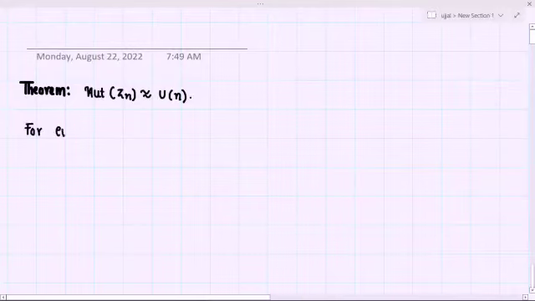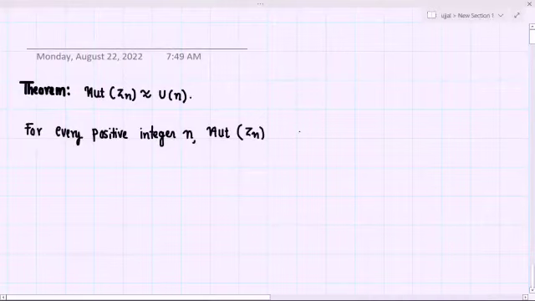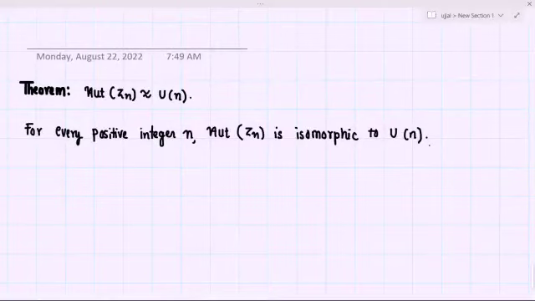For every positive integer n, the set of all automorphisms of Zn is isomorphic to Un. If you recall our last example, there we observed that the set of all automorphisms of Z10 is isomorphic to U10. That we have observed, and actually I am generalizing that idea to any n using this theorem. So let us prove this.